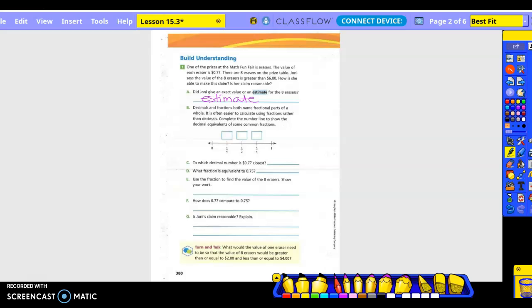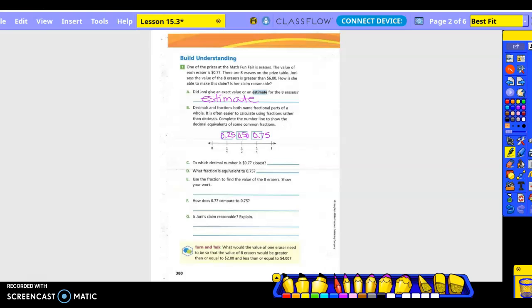Decimals and fractions both name fractional parts of a whole number. It is often easier to calculate using fractions rather than decimals. Complete the number line to show the decimal equivalent of some of the common fractions. So 1/4 is what? 25 hundredths, right? Basically, if we had 100 and you broke it into 4 parts, how much change would you get? So 25 hundredths. What is half? 50 hundredths or 5/10, right? And 3/4 is 75 hundredths.